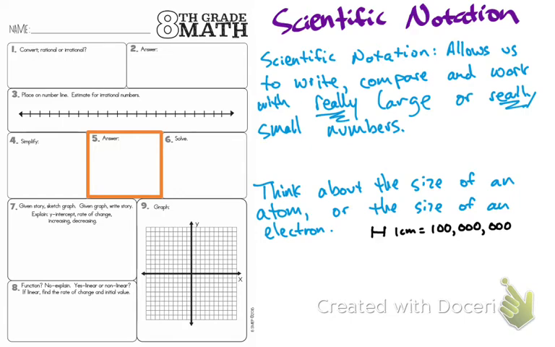And again, like we said, an electron is even smaller because an electron is part of the atom. It's part of what makes up an atom. So just think about how small that number must be when we describe measuring an atom.